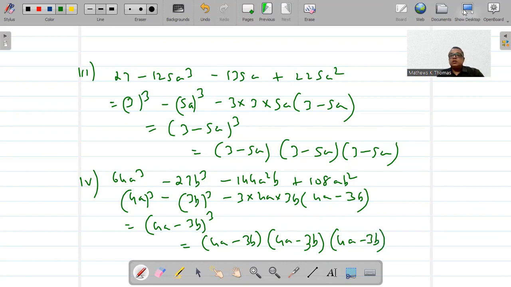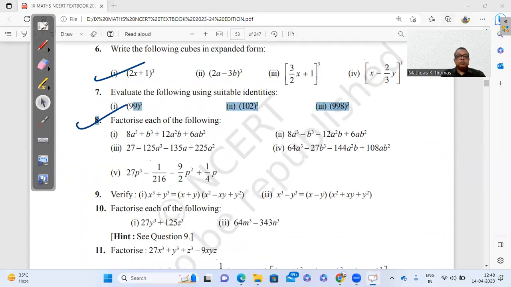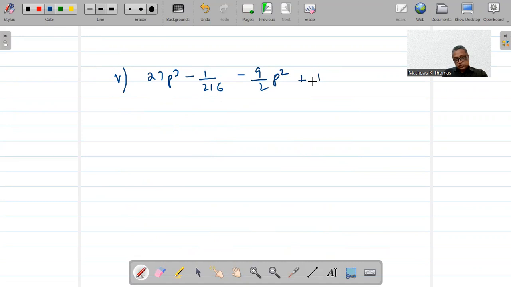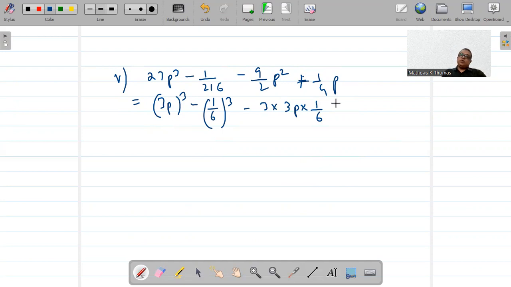And the last part, fifth part, 27p cube minus 1 by 216 minus 9 by 2p square plus 1 by 4p, right? This was the fifth part. So I'm going to rewrite this as 3p whole cube, and 216 is 6 cube. So a cube minus b cube minus 3ab, that is 3 into 3p into 1 by 6 bracket a minus b. So I'm going to get 3p minus 1 by 6, right?